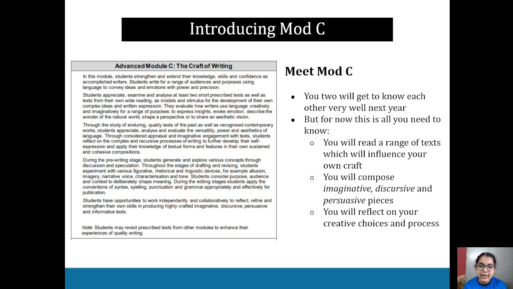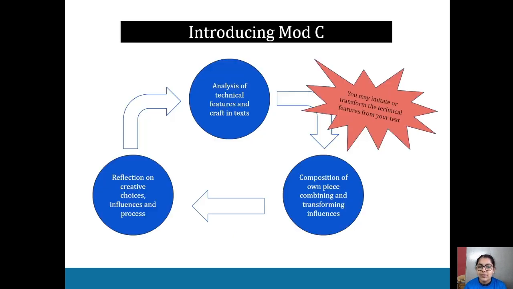You'll read a range of different texts which will influence your craft. So you'll read imaginative texts, discursive pieces, and also speeches and essays. You will compose imaginative, discursive, and persuasive pieces. In the syllabus, it says informatives. You need to know it, but so far, even in the HSC questions, they don't even bother mentioning informative. So you will practice more with imaginative, discursive, and persuasive pieces. You will reflect on your creative choices and the process of writing in your reflection.